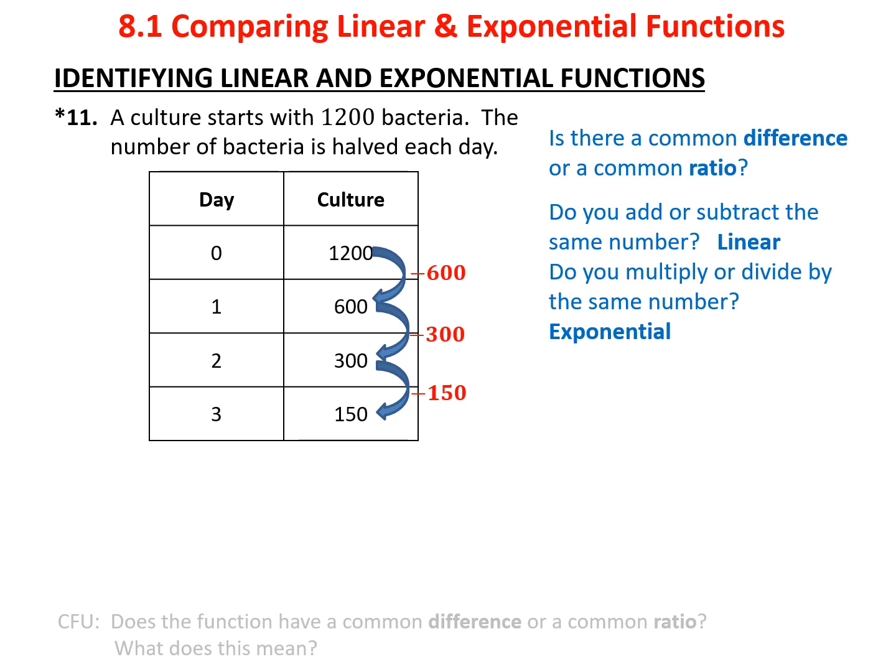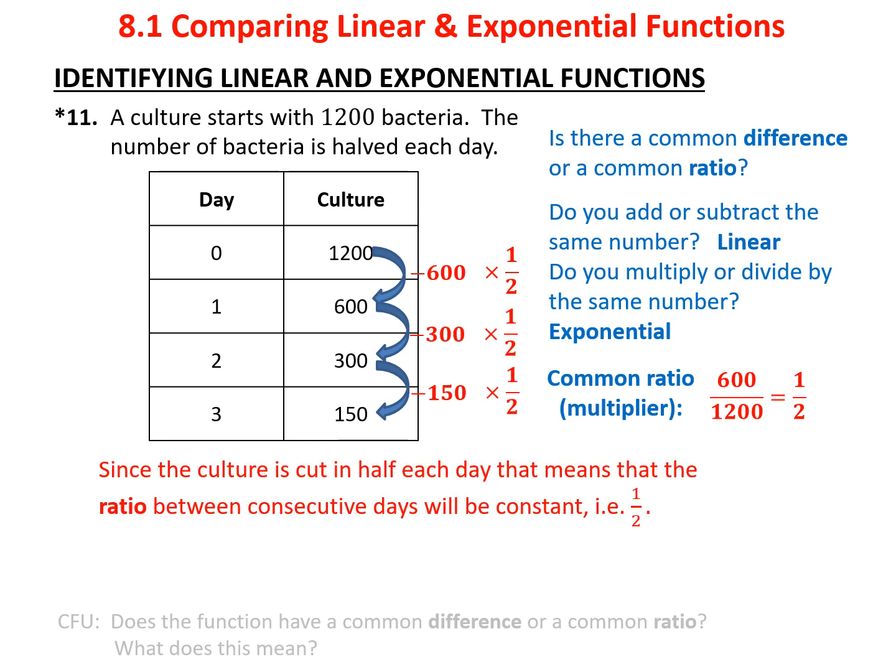Is it exponential? Let's see if there's a common ratio. So if I take 600 divided by 1,200, I see that's 1/2. And if I look there, I can see 1,200 times a half is 600. Half of 600 is 300, and half of 300 is 150. That means that since the culture is cut in half each day, there is that constant ratio, 1/2. So this is actually an exponential function. It's just an exponential decrease, decay, as opposed to growing or growth.